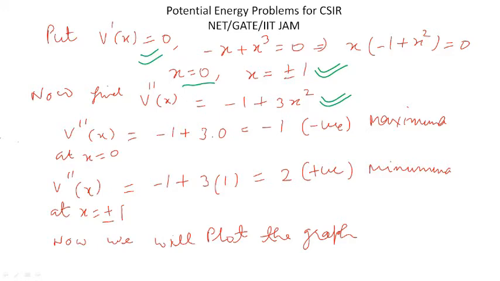So for d2V over dx2, first at x equal to 0 we will check, and it comes out to be negative. So x equal to 0 will give you a maximum point, and when you put x equal to plus minus 1, it comes out to be positive, so it will be a minimum point, right? Now we will plot the graph.